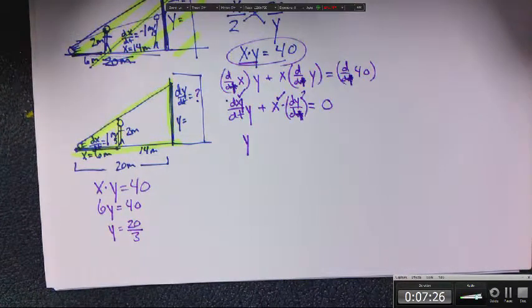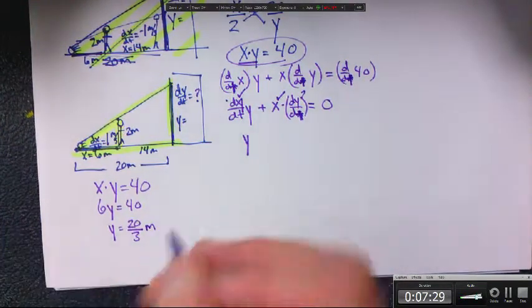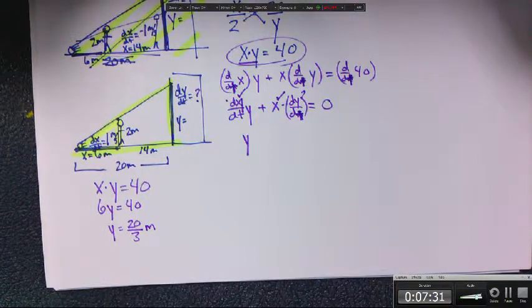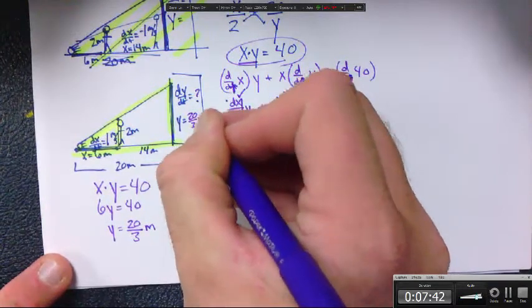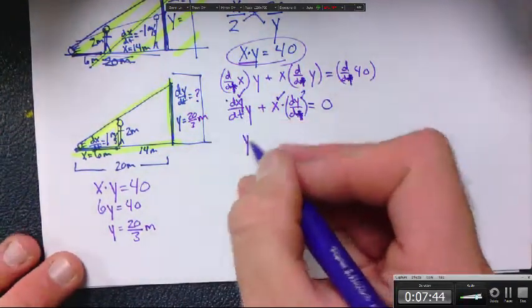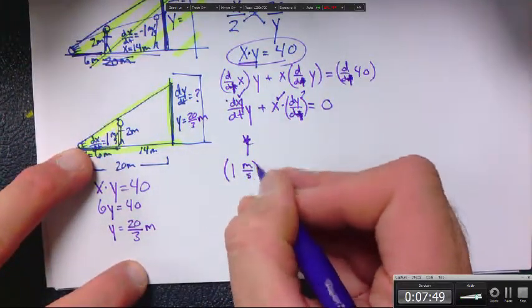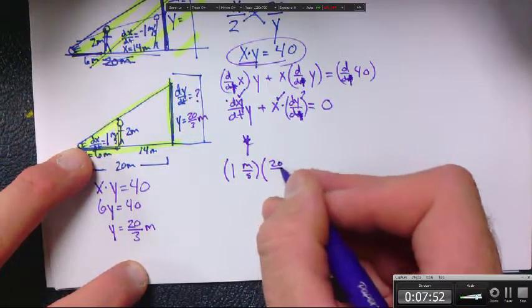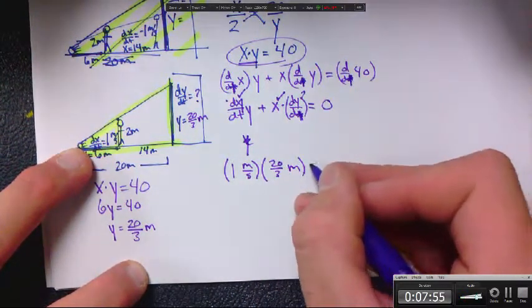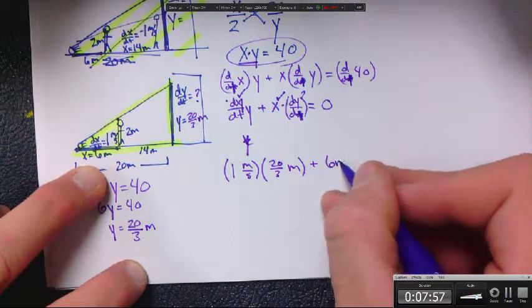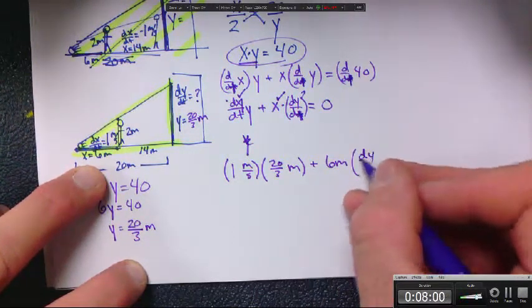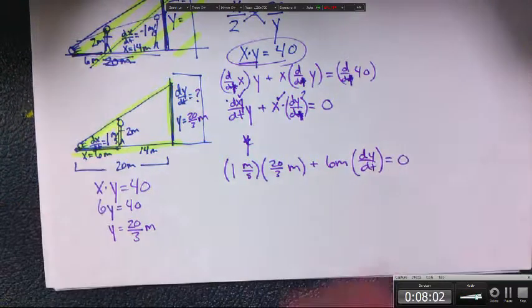40 divided by 6 is the same as 20 divided by 3, and that's 20 over 3 meters, because it's 40 meters. And then now we can fill it in. dx dt can be replaced with 1 meter per second. Y can be replaced with 20 over 3 meters. Plus x, which is 6 meters, times dy dt equals 0.